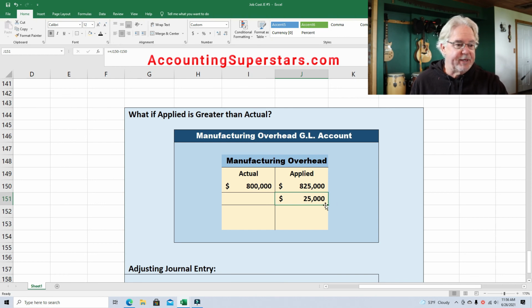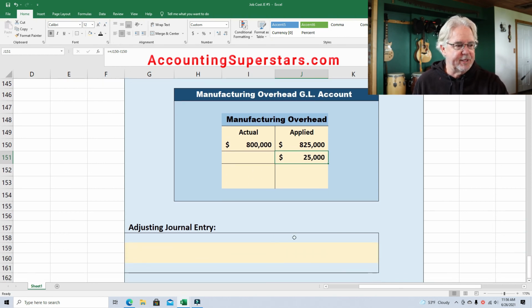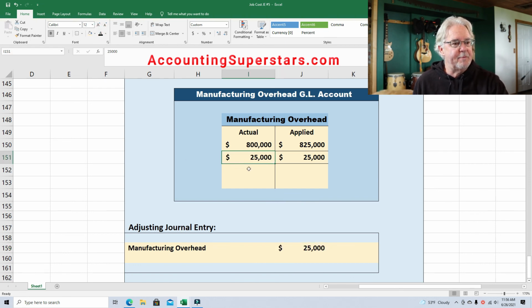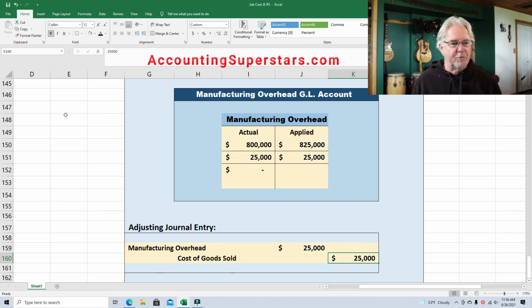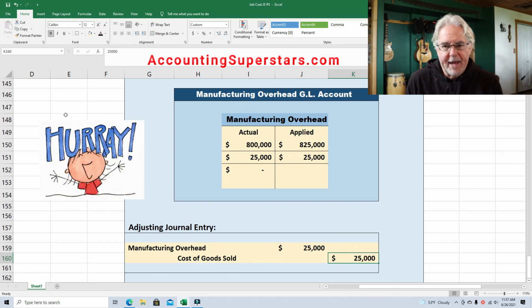So what that means is we've got to close this out. How are we going to close it out? If we make a journal entry and debit manufacturing overhead for $25,000, that will close it out, and our balance will be 0. So what are we going to offset it by? Well, what did we offset it by last time? Cost of goods sold. We'll reduce cost of goods sold by $25,000 and all will be good. Everybody will be happy.